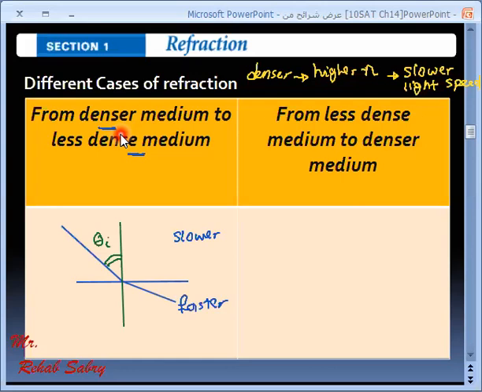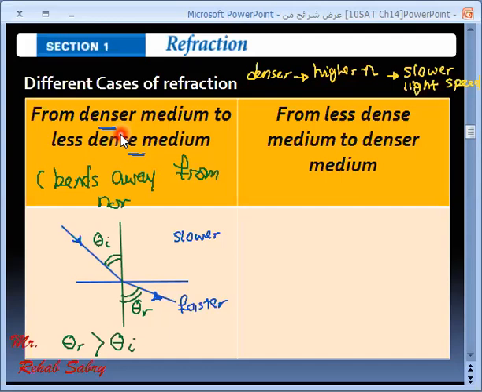That means, let's put the arrows here. That means the angle of refraction will be more than the angle of incidence. So it bends away from the normal.